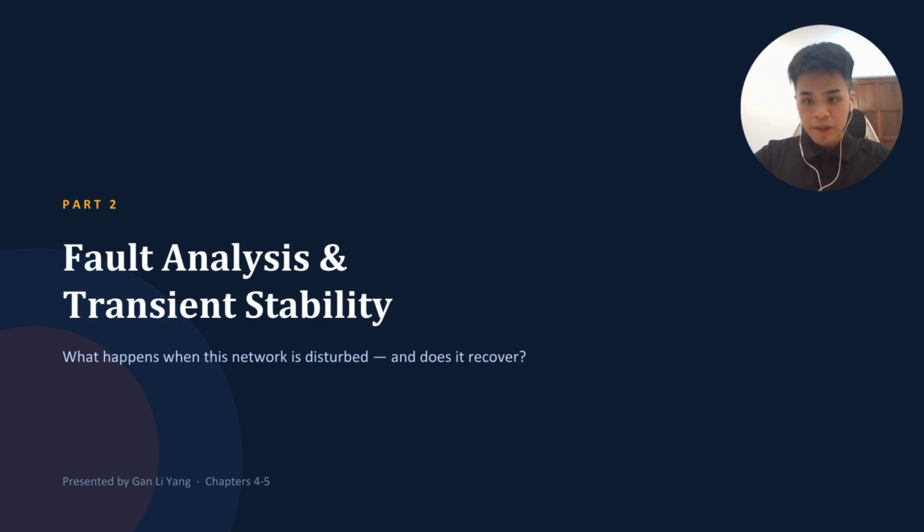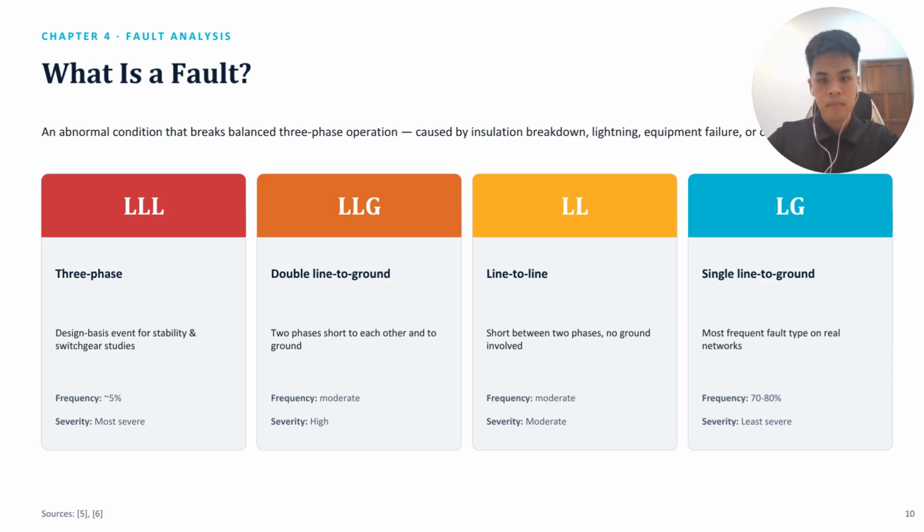Okay, so thanks Yong-Yi. So far we have looked at the system under normal condition. Now the question is, what happens when this network is disturbed by a fault, and does it recover? A fault is any abnormal condition that breaks balanced three-phase operation, usually caused by things like insulation breakdown, lightning, or equipment failure. There are four standard types.